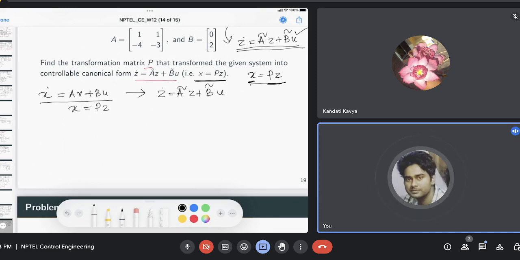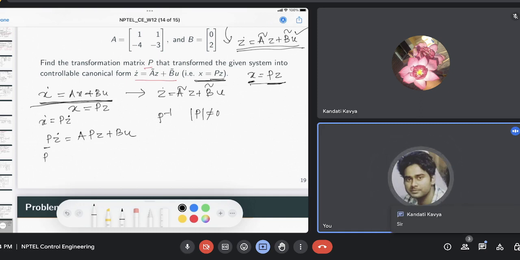So x dot will be what then? x dot equals P z dot, because P is a coefficient matrix, it is not dependent on time. So we put this in the first equation: P z dot equal to A x, and we can put Pz for x, so A P z plus Bu. Now if P is invertible, so P inverse exists, that means the determinant of P is not equal to 0, then we can multiply P inverse on both sides.